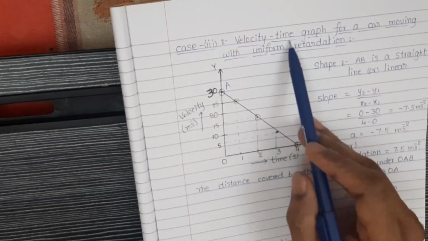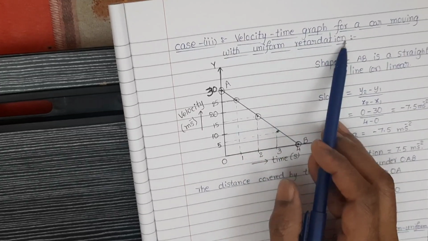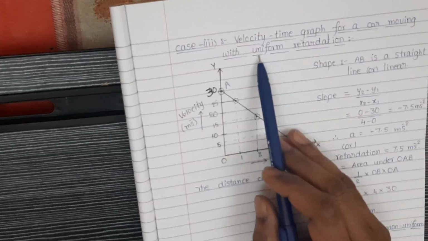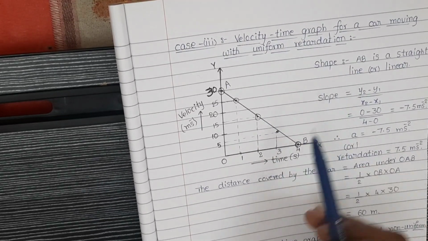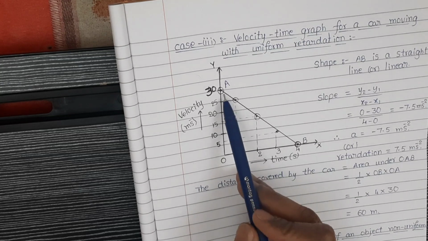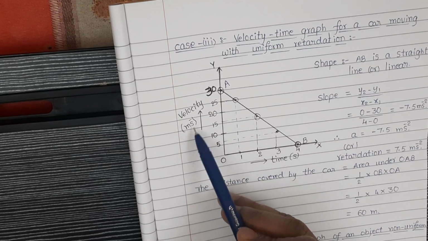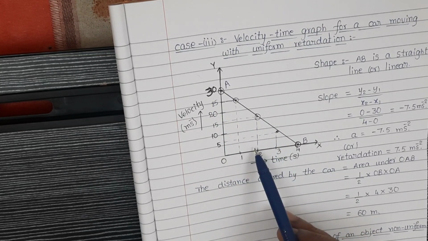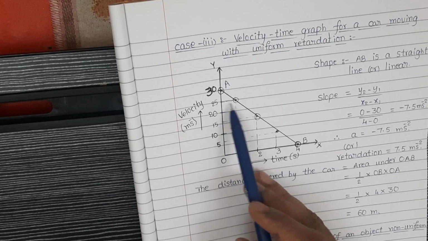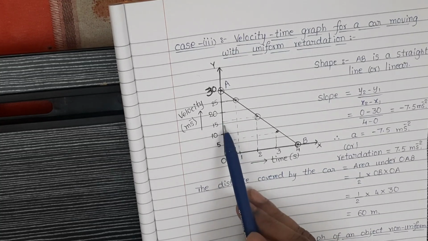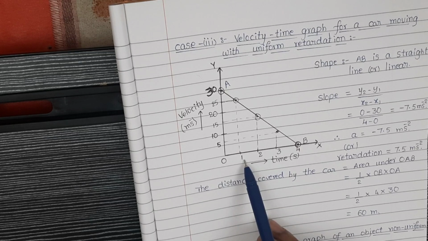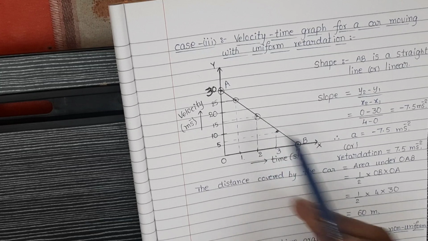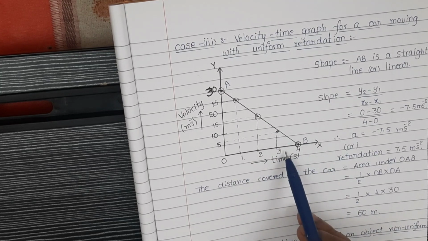Case 3, velocity time graph for a car moving with uniform retardation. In this scenario, the car is retarding at regular intervals because we have mentioned uniform retardation. So at 0 seconds, the car is already moving with a velocity of 30 meter per second, and then in the next 1 second it gradually decreases by 5 meters per second. You can see here 30, 25, and then 20, 15, 10, 5, like that. So for 1 second, the velocity of the car is 25 meter per second. For 2 seconds, 15. For 3 seconds, 5 meter per second.